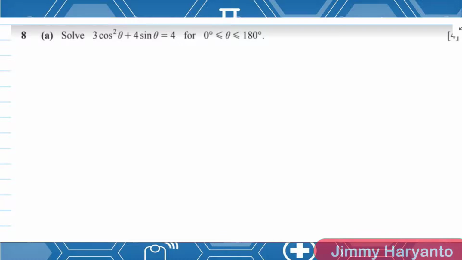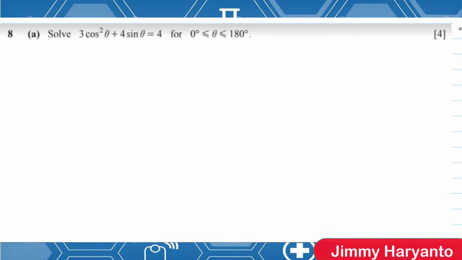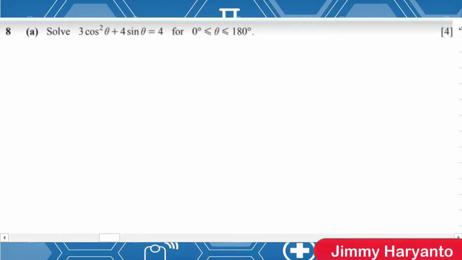3 cos square theta plus 4 sin theta equals to 4. For these questions, you have to remember this formula: sin square theta plus cos square theta equals to 1. If you don't remember this formula, you can see the formula on the first page. So we have this cos square, that means we have to change that cos into sine.